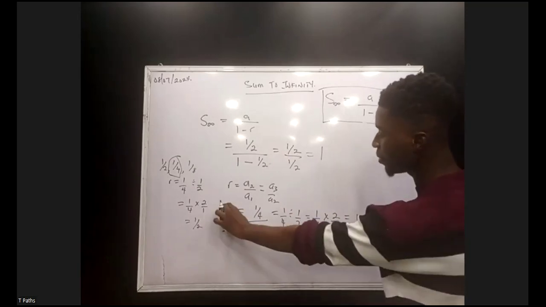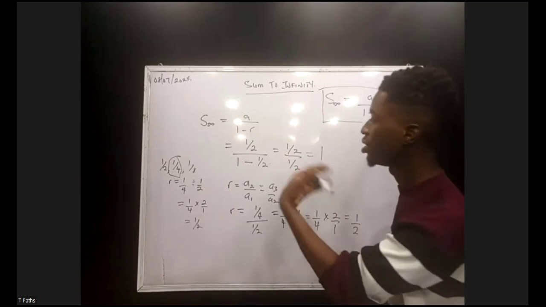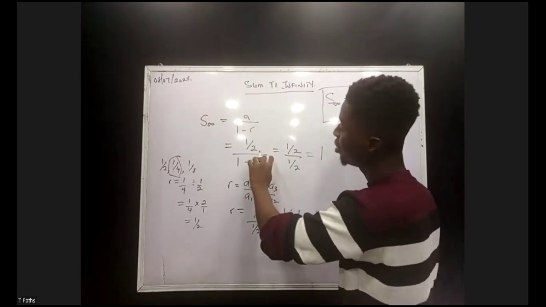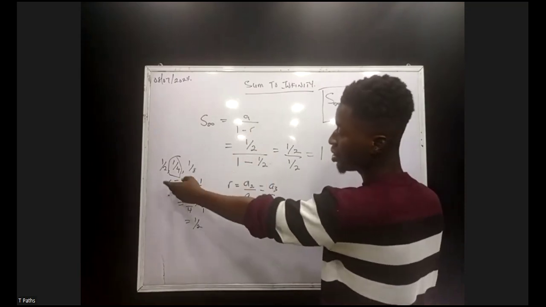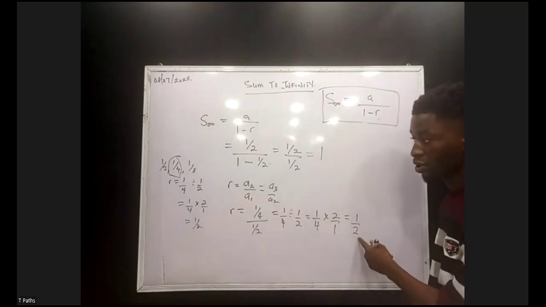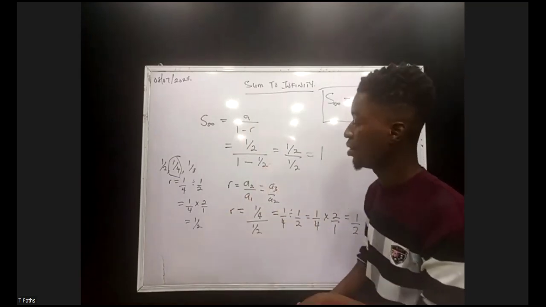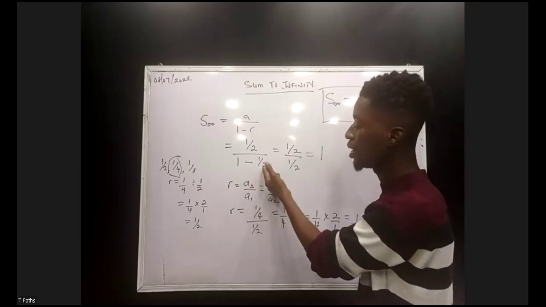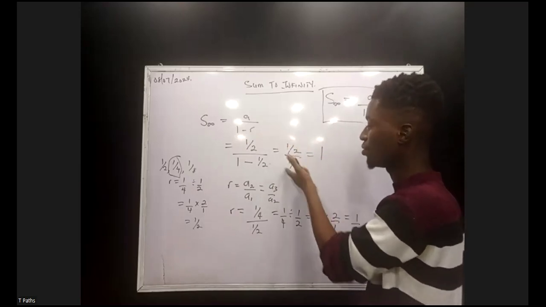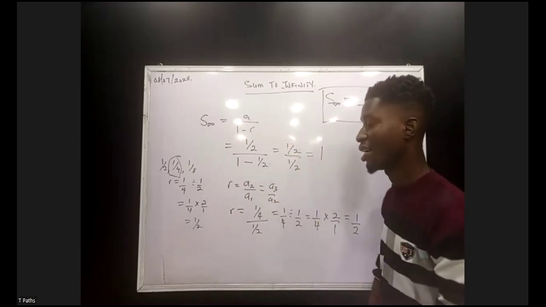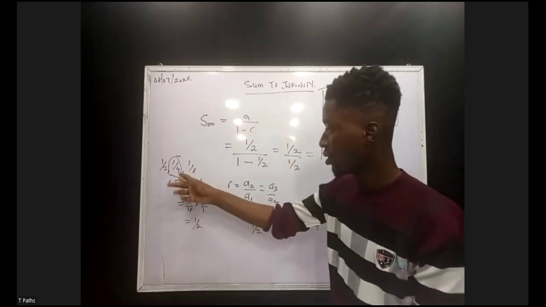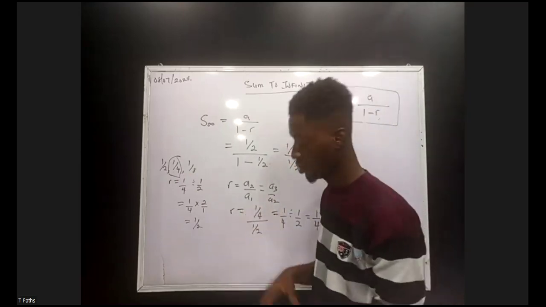So that tells us that my common ratio in this case is 1 over 2. So I will just input it in this formula. The first term is 1 over 2, over 1 minus the common ratio, 1 over 2. So now if you subtract a half from 1, you have a half. Then your 1 over 2 cancels 1 over 2, obviously. So my answer is 1. That tells me that the sum to infinity of this series is 1. Do you get it now? So that's it.